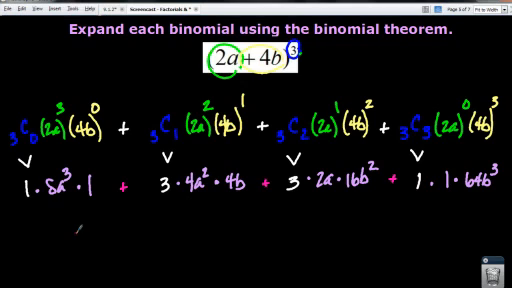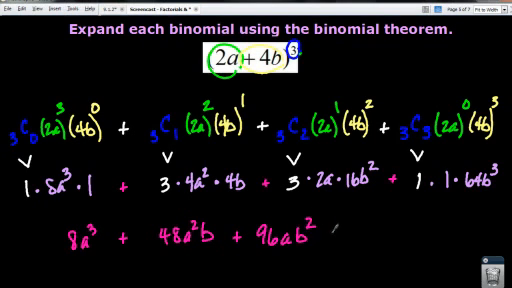Alright, so our final answer for our expansion is 8a cubed plus 48a squared b plus, what is that, 48? 96a b squared plus 64b cubed. So what you can notice about your answers is that your a goes from a power of 3 to 2 to 1 to none, and your b starts with none, then 1, 2, 3. It's a quick way to make sure you did that right.